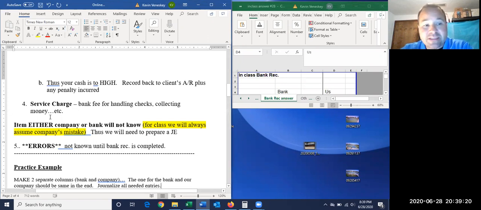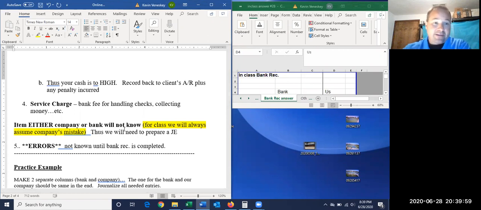And then there's always the unknown, the error. The error could be we just forgot to write it down. It could be that we transposed numbers. Instead of writing 746, we flipped the first two numbers and wrote 476. And so that's going to make a big difference in our cash balance. Sometimes it could be the bank's error, but most of the time when we do examples from the book and with the examples here in this lecture, we're always going to assume that it was our error, and we're going to make the adjustment on our bank rec and do the journal entry to fix our books.